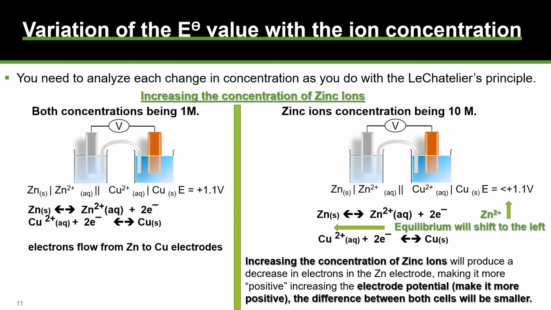Let's use Le Chatelier's principle to analyze this situation as well. Look at the half equation for zinc now. If we increase the concentration of zinc ions in the solution, the equilibrium for that cell will shift to the left, producing fewer electrons in the zinc electrode. Those missing electrons will change the electrode potential, making it more positive. The difference between both cells then would be smaller.